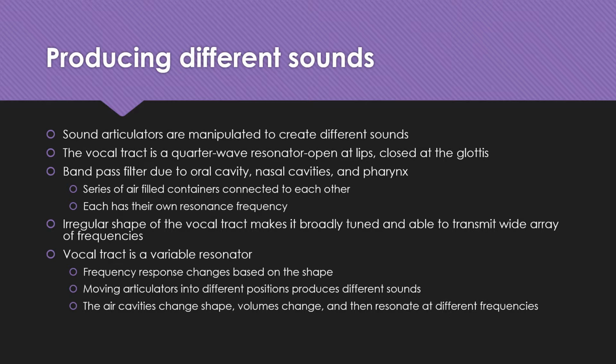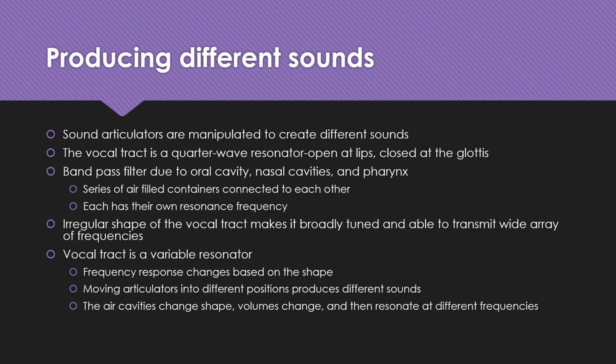And the vocal tract is a quarter wave resonator because it's open at the lips and closed at the glottis. And as I mentioned earlier, the vocal tract is a band pass filter because it has three cavities: the oral cavity, nasal cavities, and the pharynx. That's kind of like a series of air-filled containers that are connected to each other. Each has its own resonance frequency, and they respond differently when they're in different positions. You see that on the resonance curves.